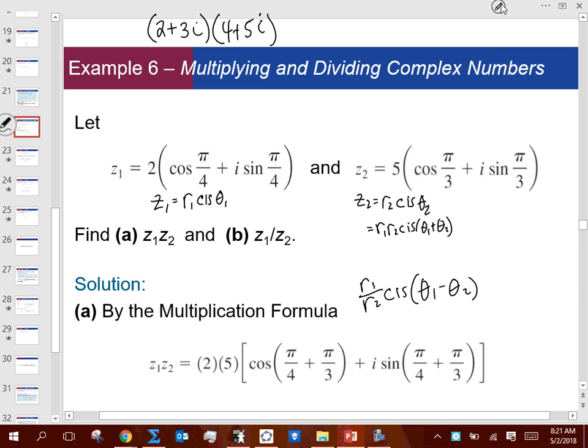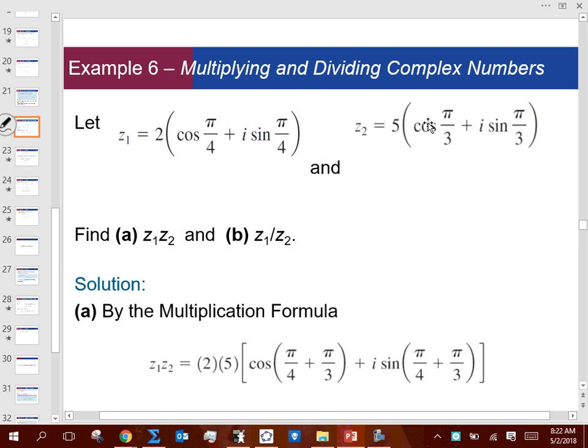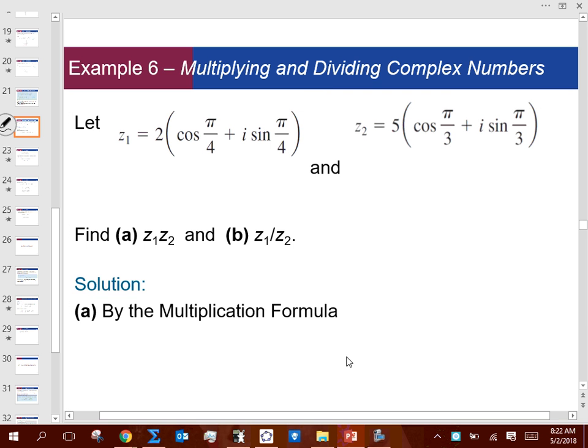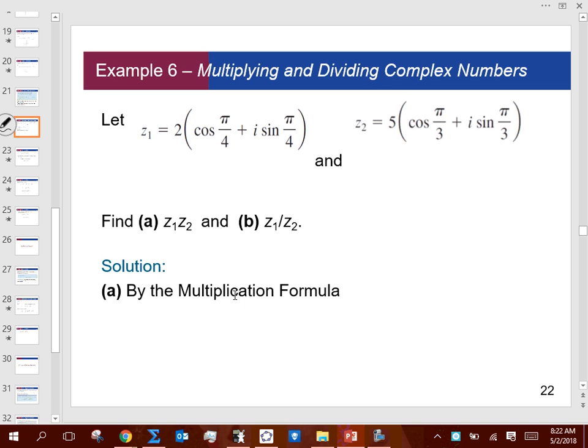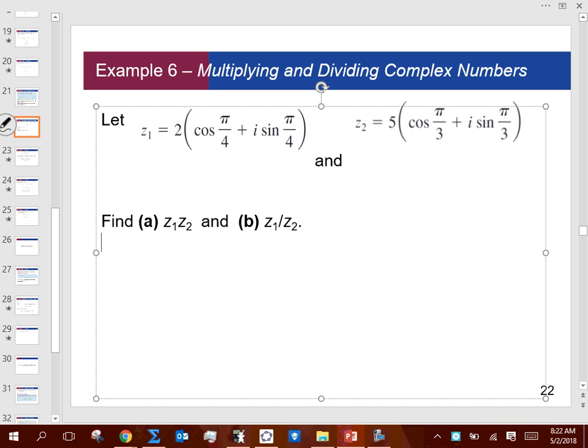So here's how we do it. Let's do a couple examples here before some of you guys take off. It says, let Z1 and Z2 be those things. Find Z1 times Z2 and find Z1 divided by Z2. So we'll do Z1 Z2 first. All right, so Z1 Z2.